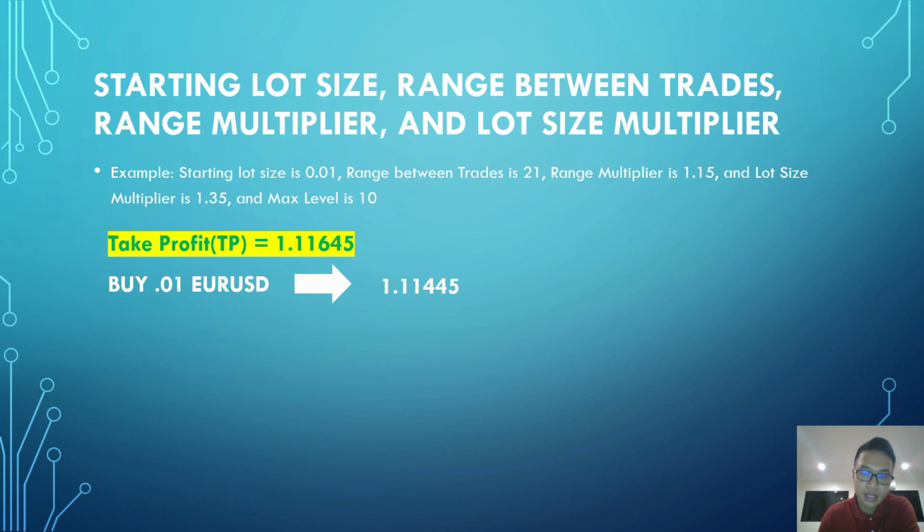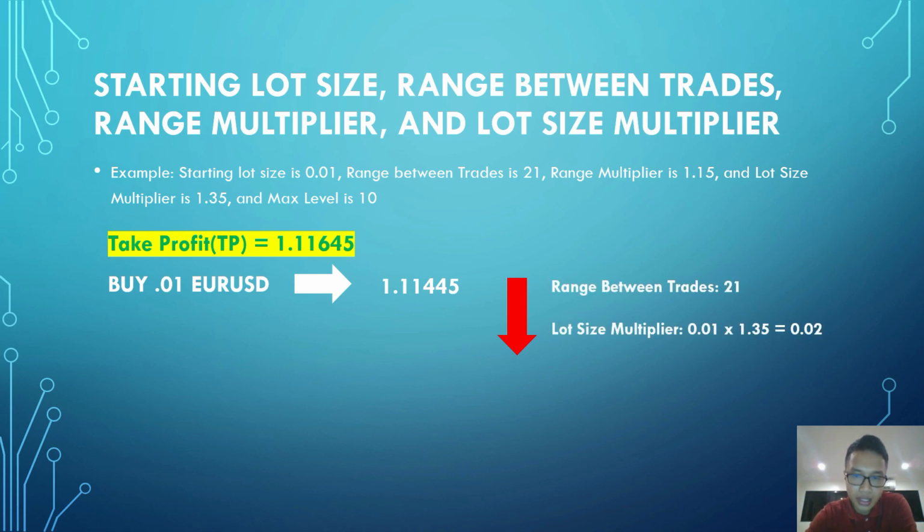So not all the time our trades are going to go our way. There are a lot of times that it will go down. So if we buy, it will go down. If the price goes down by 21 pips and you set your range between trades to 21, so 21 pips from the current price, it will order another buy. And the lot size multiplier will be applied in the next order, which is 0.01 times 1.35.